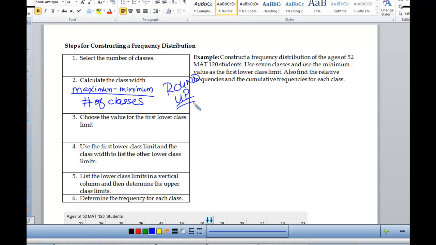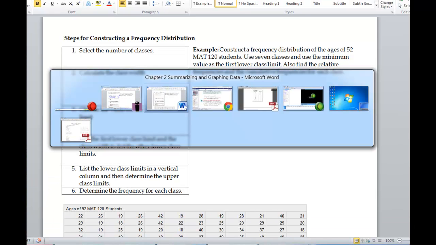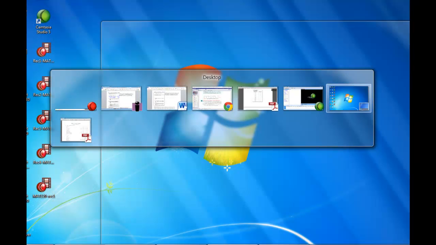And we'll use the minimum value as the first lower class limit. So you know how many classes, what your first lower class limit should be. It also mentions the relative frequencies and the cumulative frequencies, which we're going to try to get to in 10 minutes. But looking through the data set, what do you find is our minimum value and our maximum value? Okay, 18 seems like the minimum, and the maximum is what? Okay, very good.